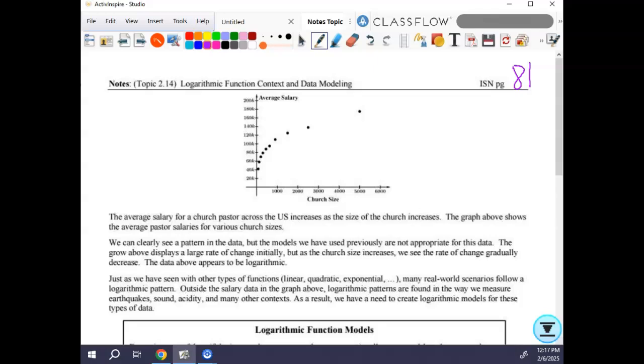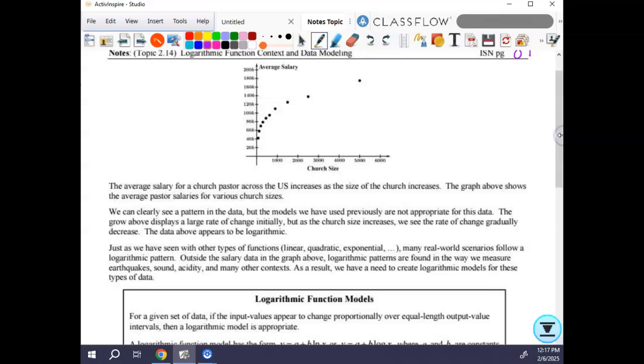So the average salary for a church pastor across the U.S. increases as the size of the church increases. The graph above shows the average pastor salaries for various church sizes. Okay, I didn't check the data, but Mr. Passwater made this, so I'm quite sure it's pretty accurate. It says we can clearly see a pattern. So I think you definitely see a pattern in the data.